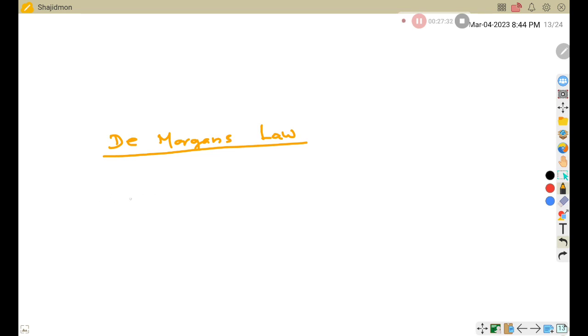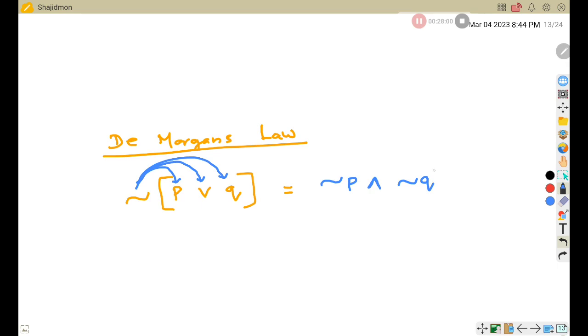Use De Morgan's law for applying there. What is De Morgan's law actually? Negation of P or Q. How do we write negation of P or Q by De Morgan's law? Just apply negation to each part: negation of P, then negation of the or statement, and or negation means and, and negation of the second one, that is negation of Q. This is De Morgan's law. Negation of P or Q becomes negation of P and negation of Q.